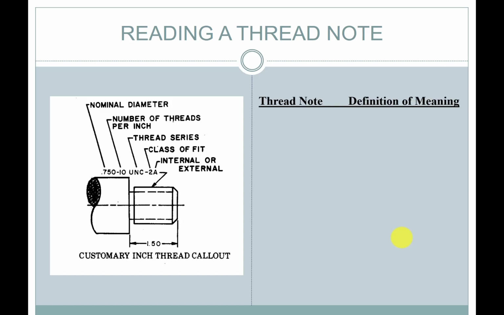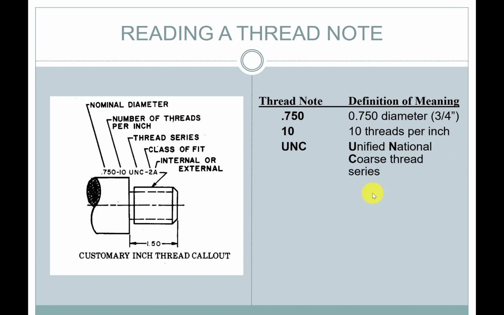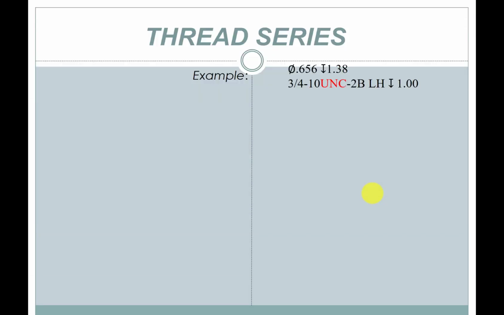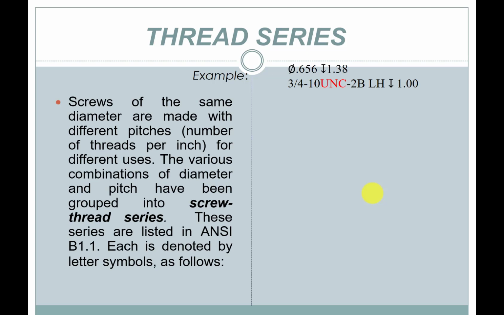Read a thread note. First is the major diameter. There are 10 threads per inch. Coarse thread series. Class 2 fit. External thread. Pitch is determined by the 10. 1 over 10 is the pitch.